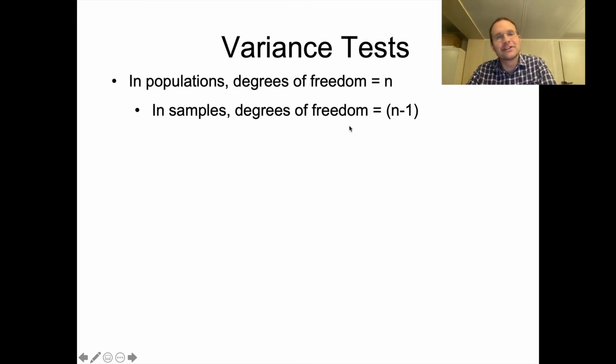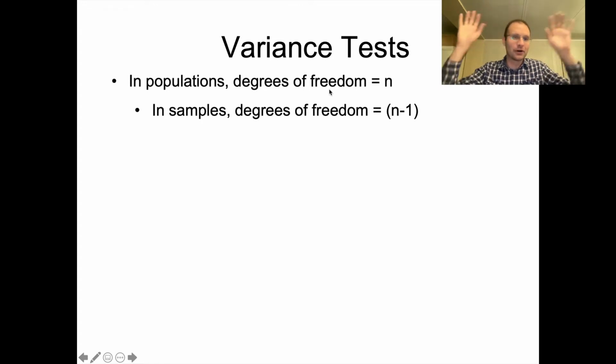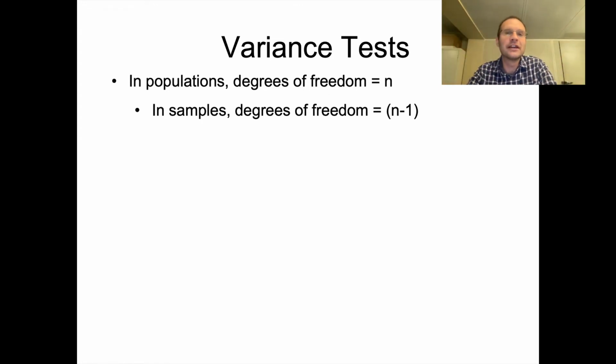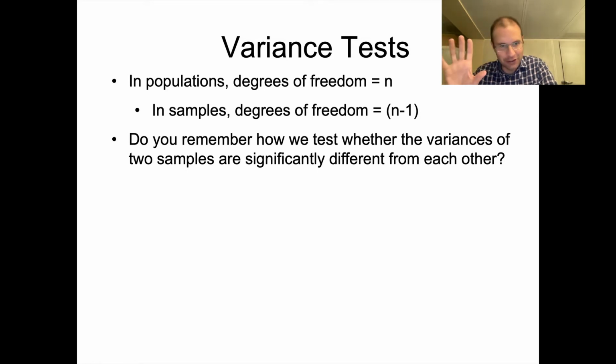Normally in samples, degrees of freedom equals n-1. In populations, though, it's the real world, so all the items' values can vary freely. So you get normally a degrees of freedom of n, the number of all the items in your sample. But anyways, that's just a refresher. Another refreshing question, hopefully, is do you remember how we test whether the variances of 2 samples are significantly different from each other?